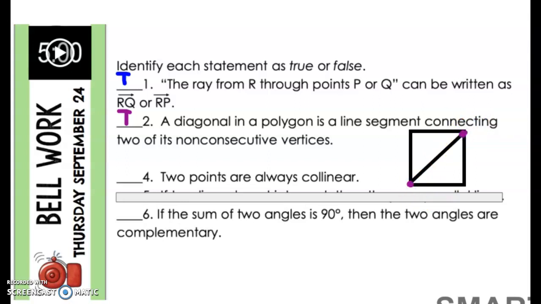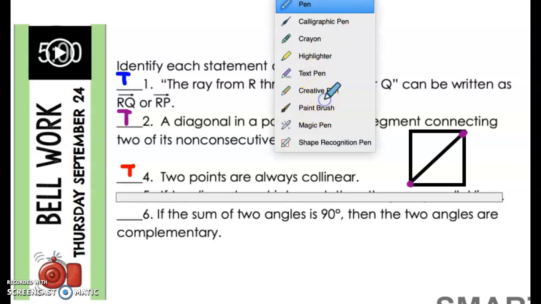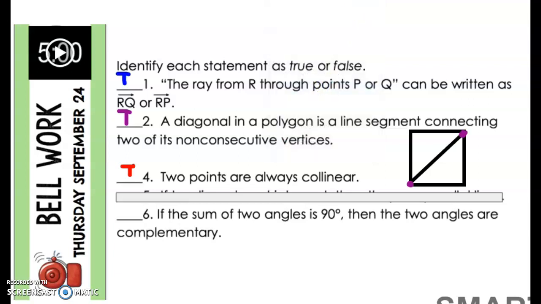Number four, this one's a little tricky with the way that it's worded. Two points are always collinear. This one is true, and we're going to look at why. This is basically saying anytime that you have two points, no matter where they are, you can always draw a line between them.